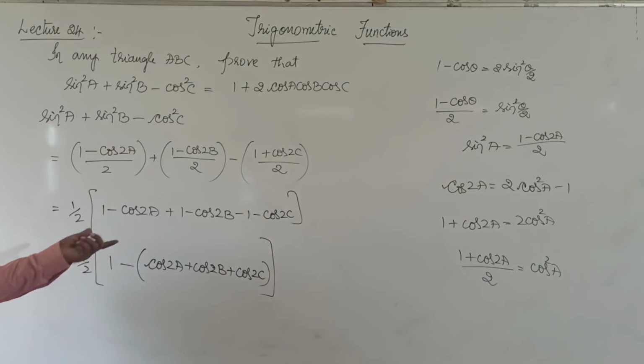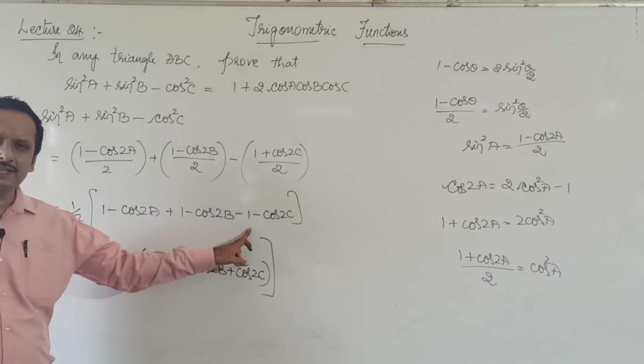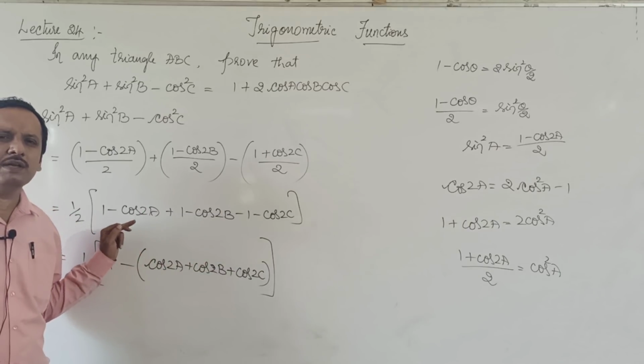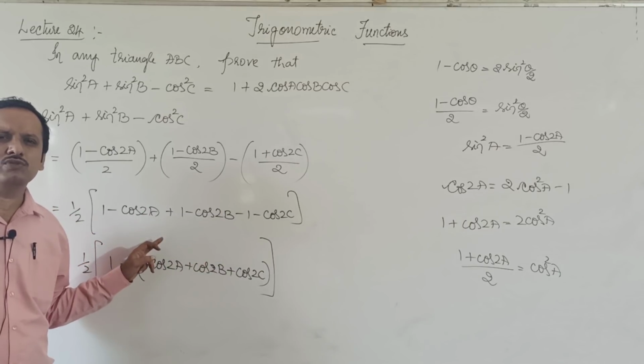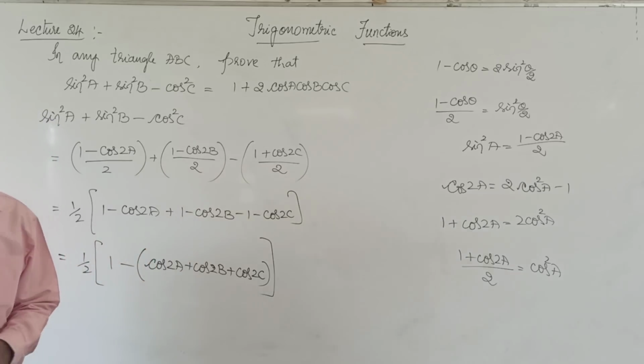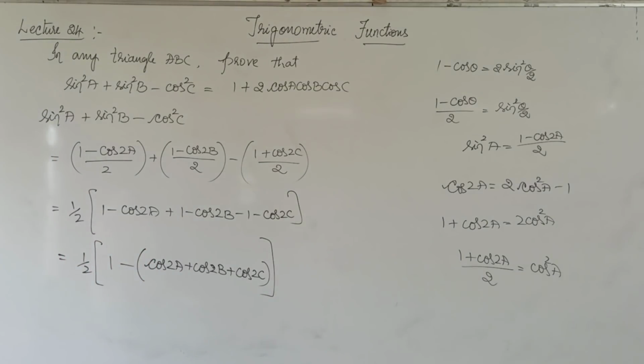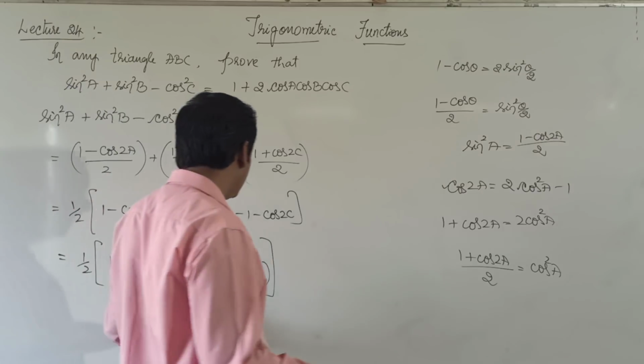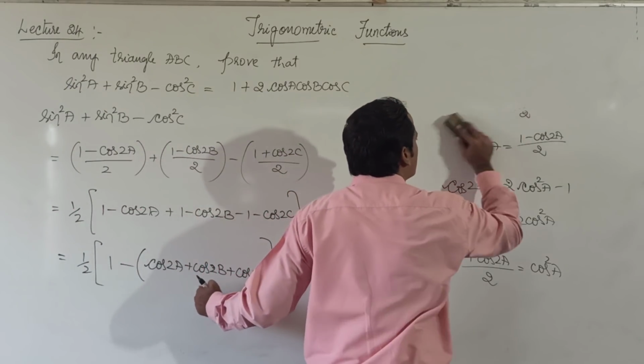Did you understand this step? Here 1 I have cancelled. So we are left with the 1 minus cos 2A minus cos 2B minus cos 2C. I have taken minus as a common factor. Cos 2A plus cos 2B plus cos 2C. Okay. After that, I will use here the cos C plus cos D formula.